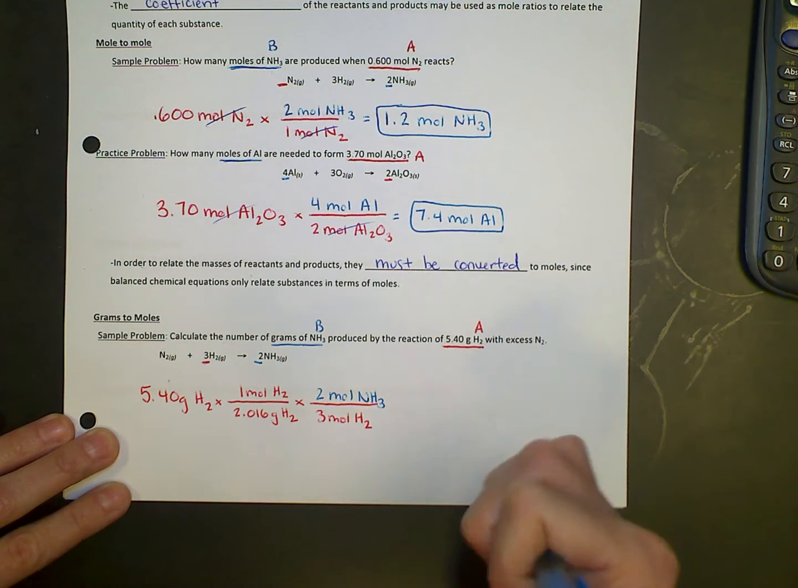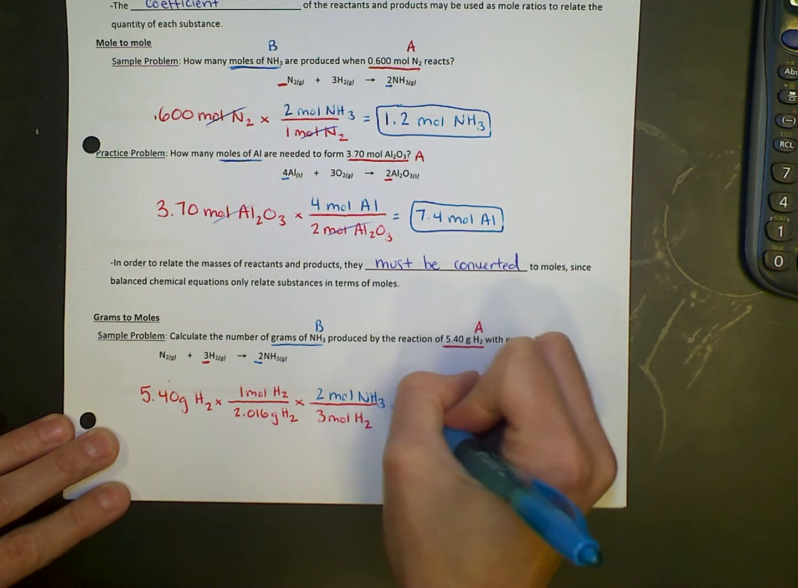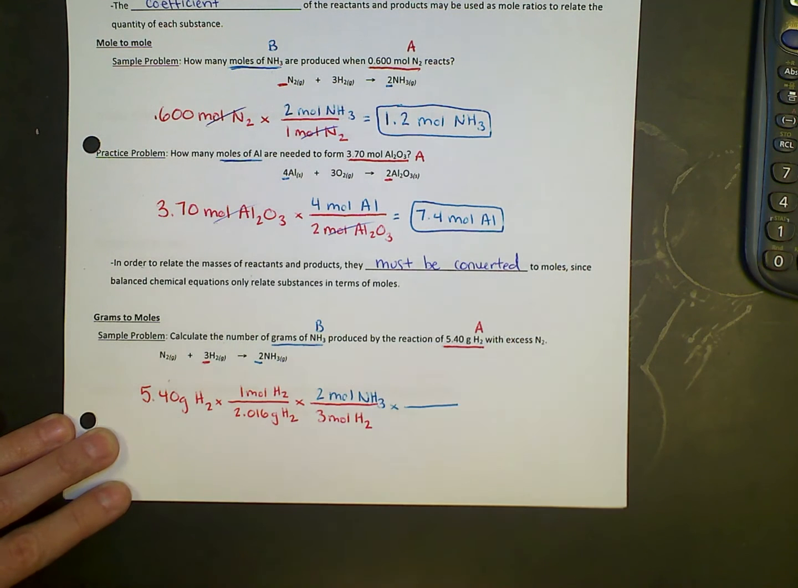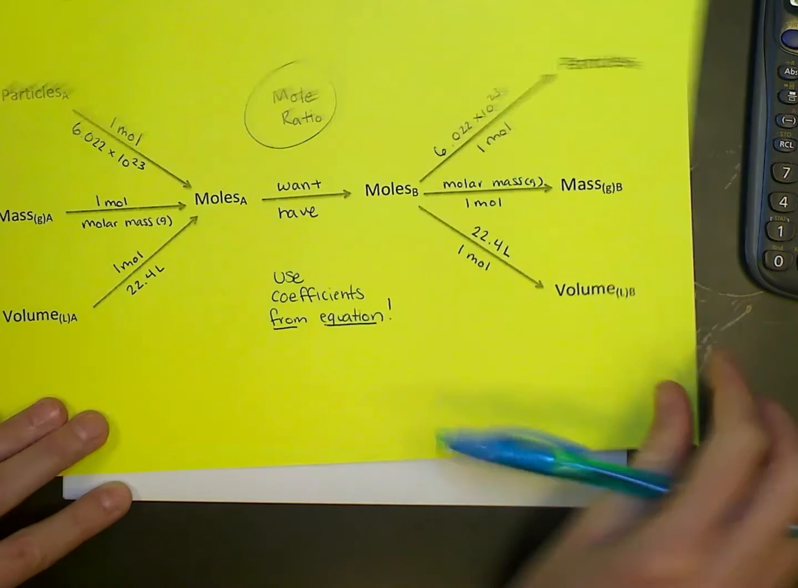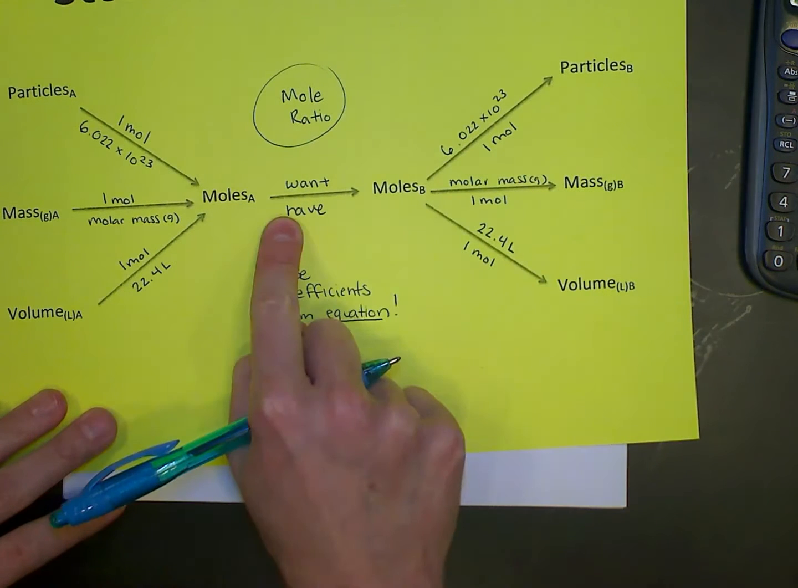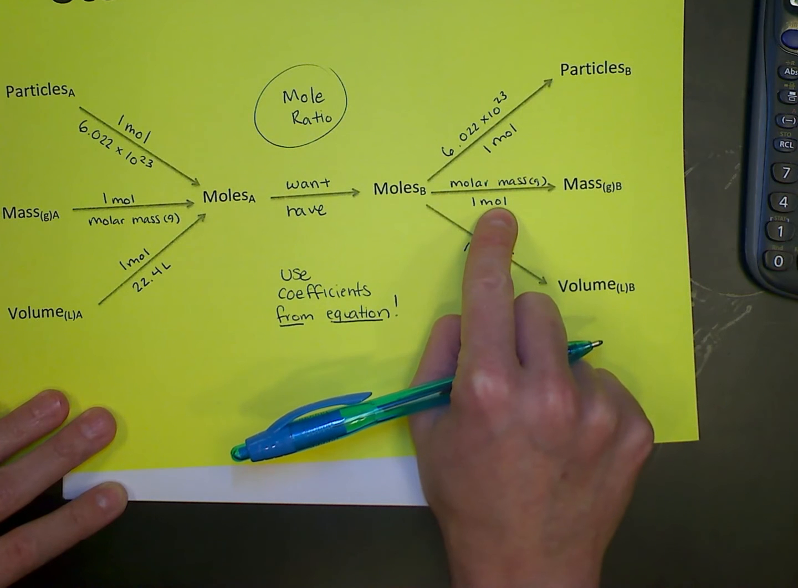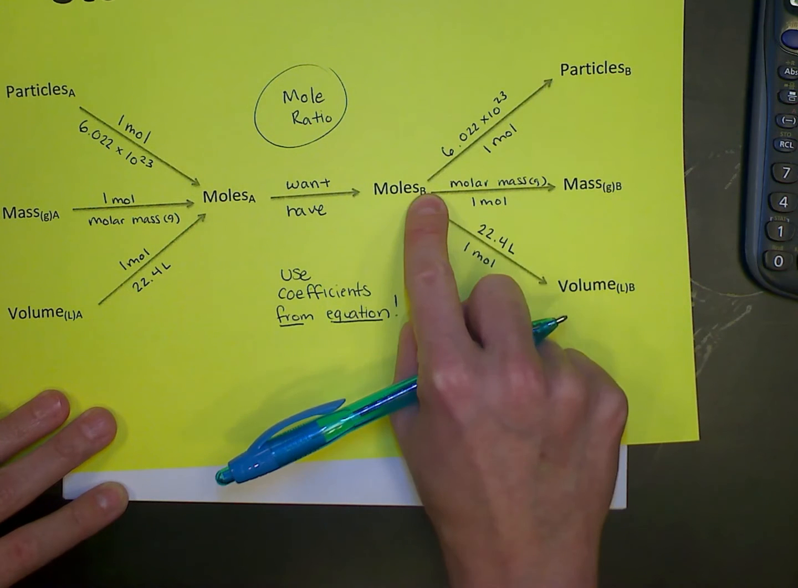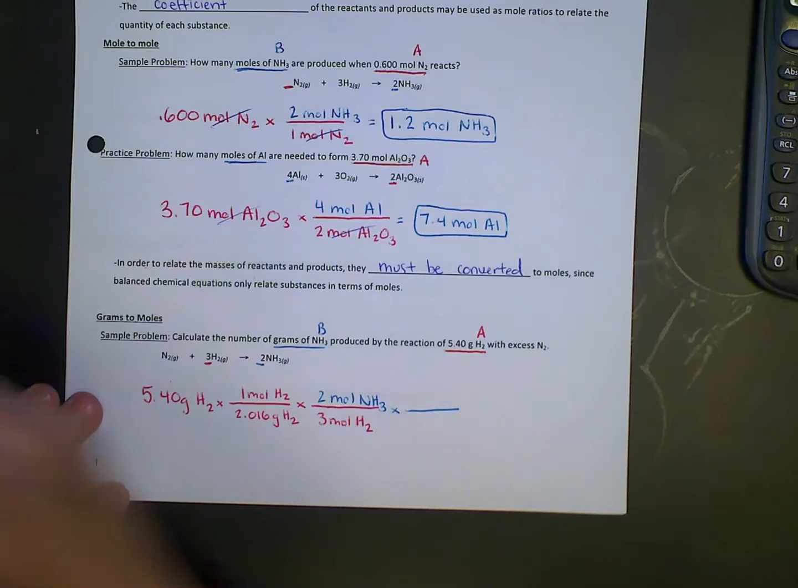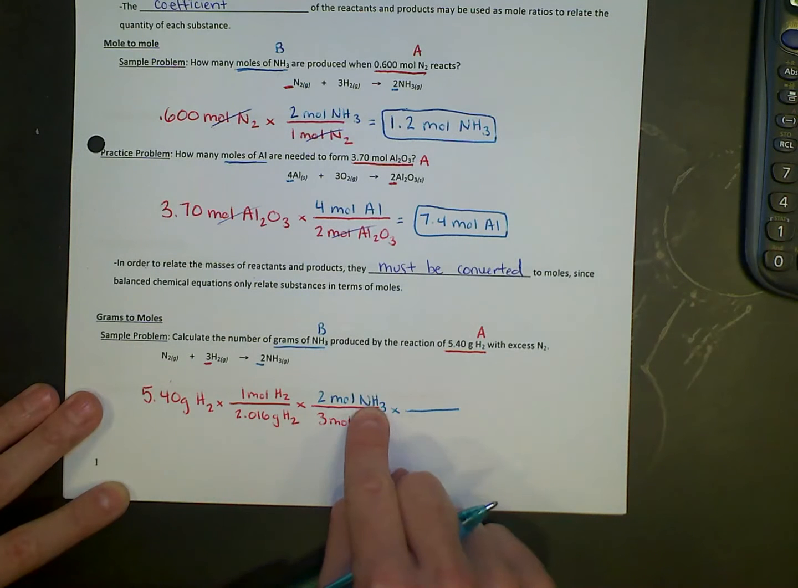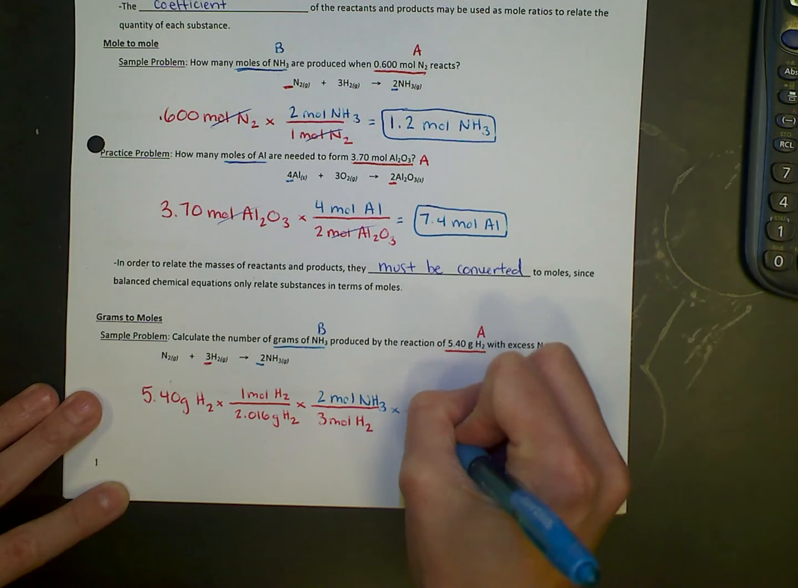Okay, and that was our second conversion. On to our last conversion. Looking back at the roadmap, we did this one, we did this one. Our last one is here. So now we're going to have our molar mass on top over 1 mole, and that's the molar mass of B. Okay, so looking here, molar mass of B is the NH3. So we're going to have 1 mole of NH3 on the bottom.